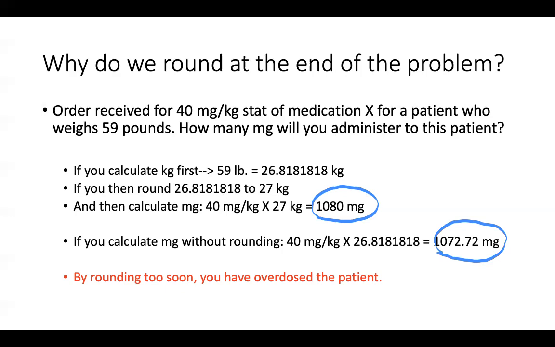Okay, if you absolutely have to convert your pounds to kilograms, which I strongly recommend that you don't do, but if you feel like you have to do that, then you need to keep that number exactly what shows up in your calculator. Okay, not rounded. But that's not how we're going to solve them, right?